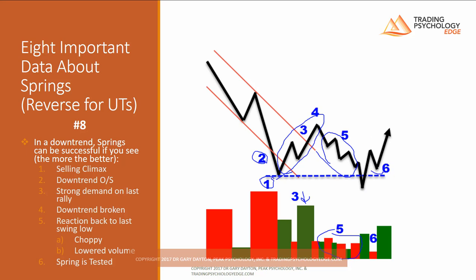There's a story of demand that shows up here. And so if you want to look for trades right at the bottom of the downtrend off of a spring, this is the way you can do it. Okay. So stick with these 8 data points for springs and upthrusts, and you should see most of these trades work pretty well for you if you keep all this stuff in mind.